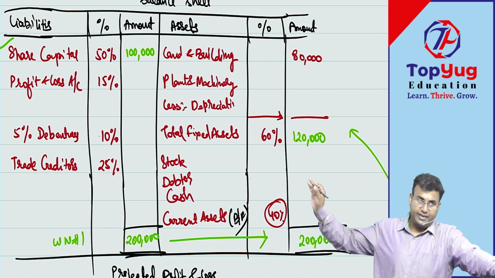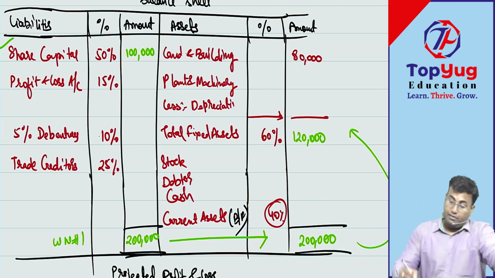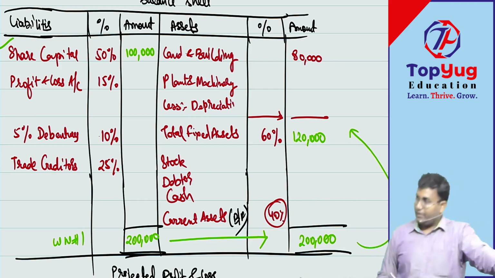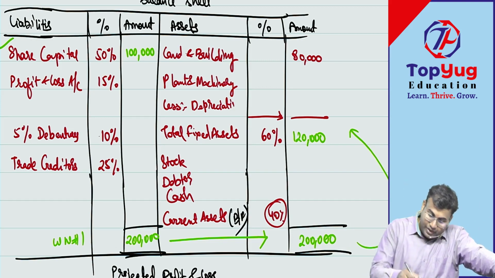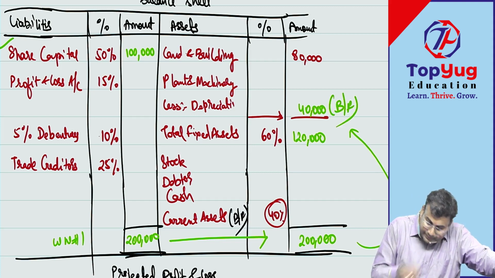Yes. Please wait. Let me solve. I will give you time to write. Understand first. Once we know that it is 1,20,000, then we know 80,000 is land and building. So that means the plant and machinery would be 40,000. Yes or no? Balancing figure.